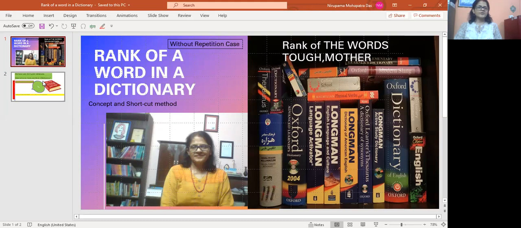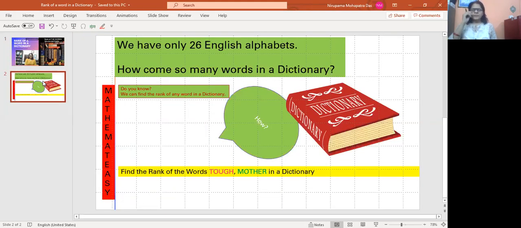Okay. And also, going back to the background of the topic, as we know, only 26 English alphabets are there. How come so many words in a dictionary? What is the secret behind this? Do you know we can find the rank of any word in a dictionary? Okay. So let's see how we can find it out. What is the procedure? So today's session will be focused on getting the rank of the words tough and mother. As I said, I will be covering the concept part as well as the shortcut method.